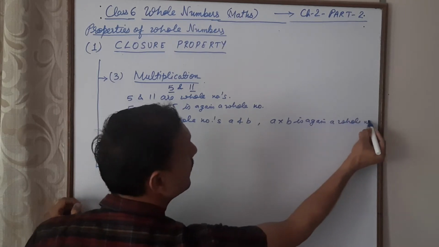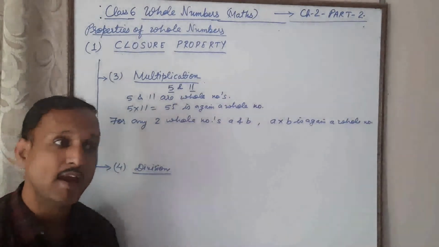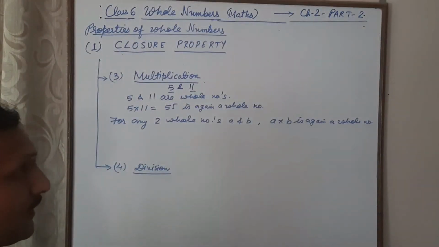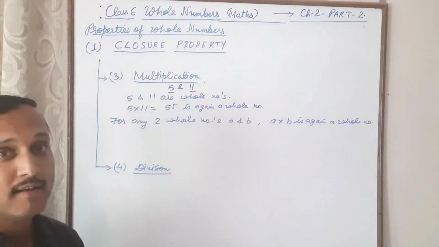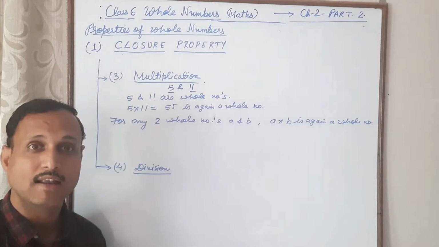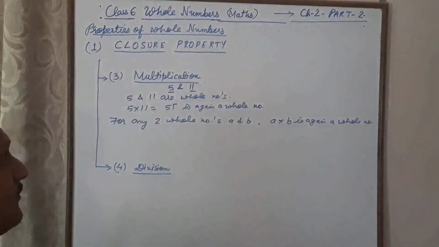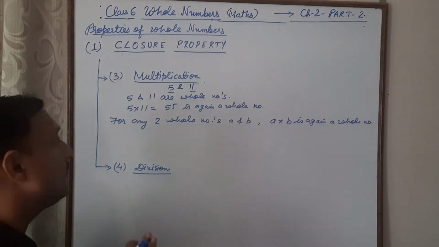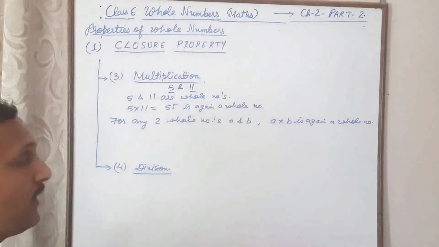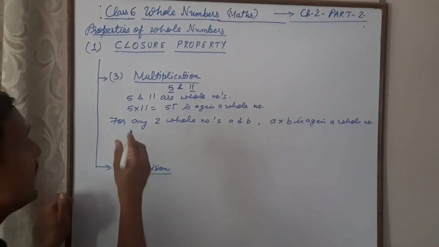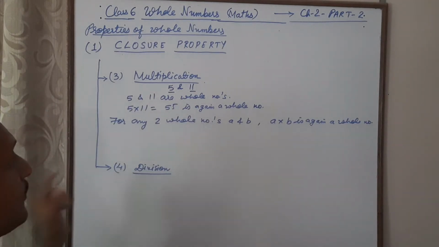And B into A. Either A into B or B into A, we can multiply in any order, and that will remain the same. In subtraction it is not so. 5 minus 7 is minus 2 and 7 minus 5 is 2, two different answers. But in multiplication we can multiply in any order and we are getting the same number. 5 into 11 is 55 and 11 into 5 is also 55. So for any two whole numbers A and B, A into B is again a whole number.